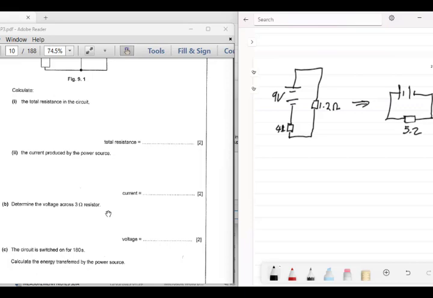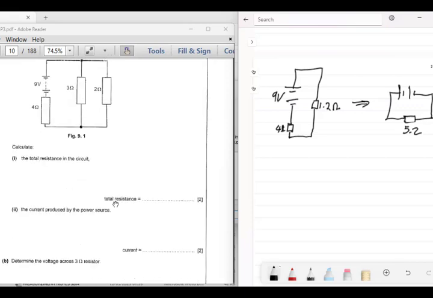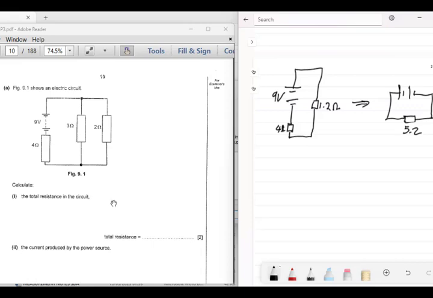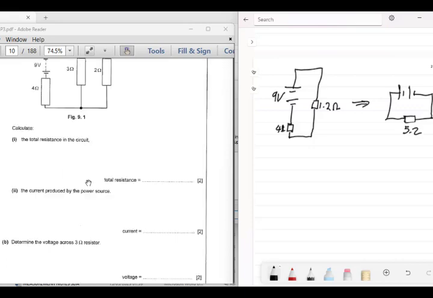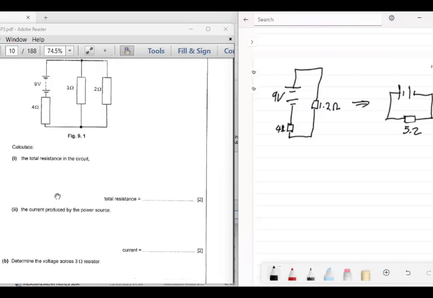But now the second question is asking for the voltage across the 3 ohms resistor. How many marks is that? Determine the voltage across the 3 ohms resistor. Oh, it's not really easy. Okay, so we have 9 volts.